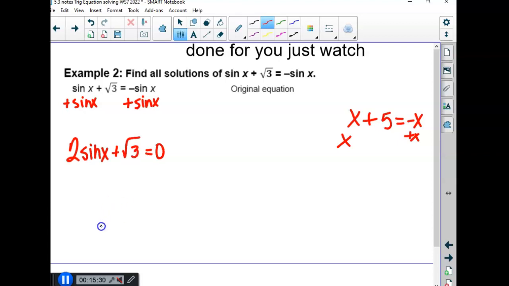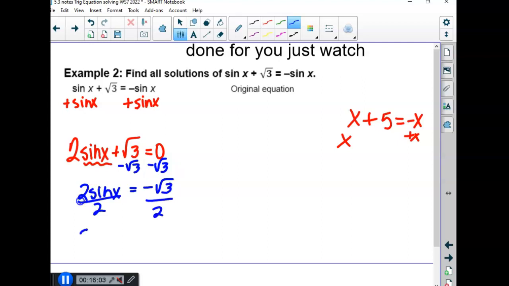Then what? We're trying to get this x or sine x by itself. Guys, it's not Monday. Help me out here. It's even done on your paper for you. What do you want to do to get the sine x by itself? Subtract the square root of 3 over to the other side, and then divide by 2. So now you have the sine of x. You've isolated the function we're trying to find.